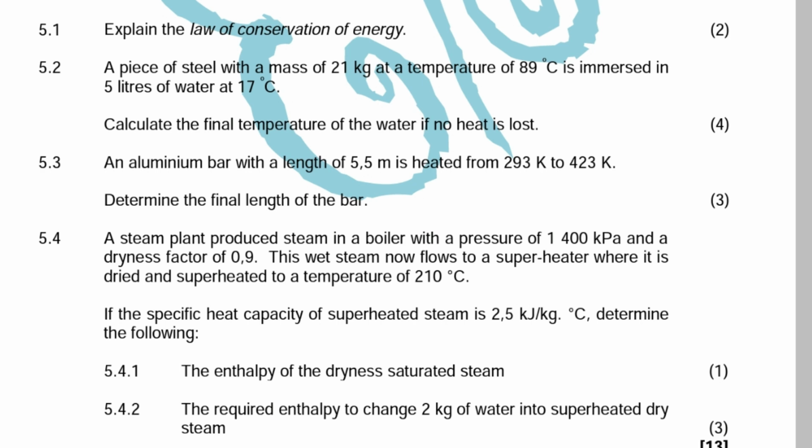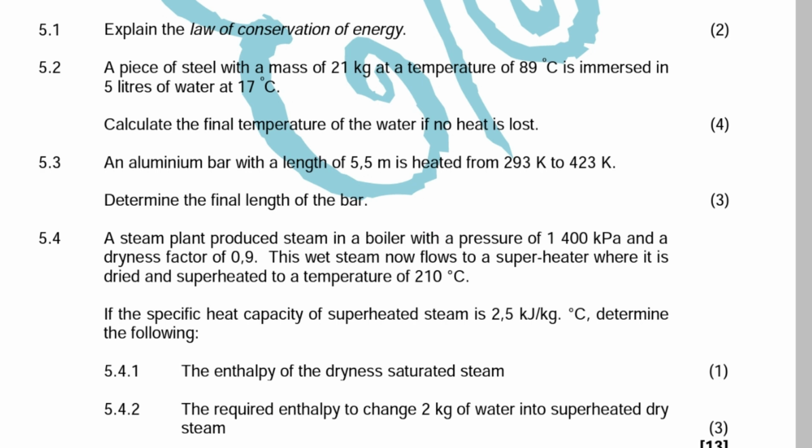We're doing a question from the question paper that was written on the 30th of March 2017. It's question number 5, and we're going to start from 5.1, which says explain the law of conservation of energy. And the answer is energy cannot be created, nor can it be destroyed, but it can only be converted from one form to another. We go to the next question.